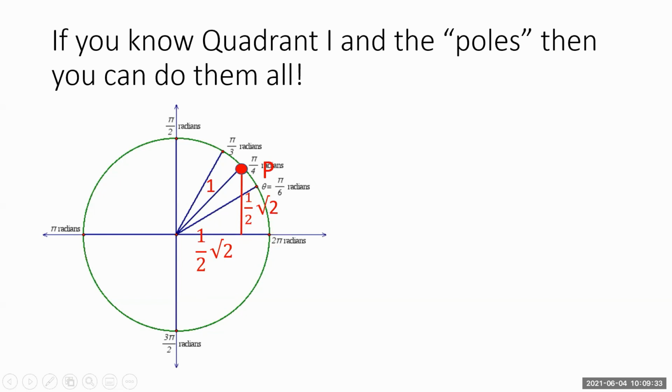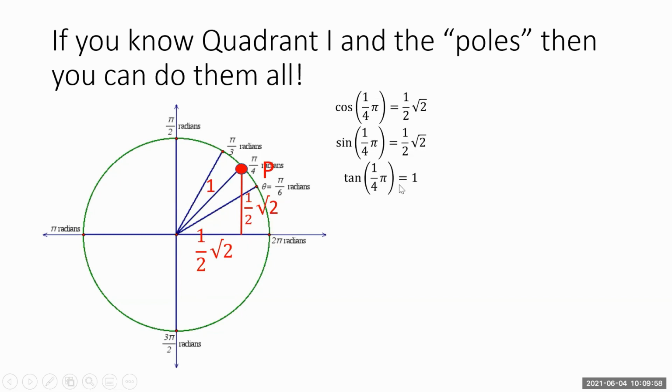Okay? This allows us to now figure out trig values for pi/4 radians. Again, the cosine of 1/4 pi is the x coordinate of this point P, 1/2 square root of 2. The sine of 1/4 pi is the y value of point P, 1/2 square root of 2. And the tangent of 1/4 pi is the slope of the line that goes from 0 to point P, right? That's going to be 1. Same rise and same run there.